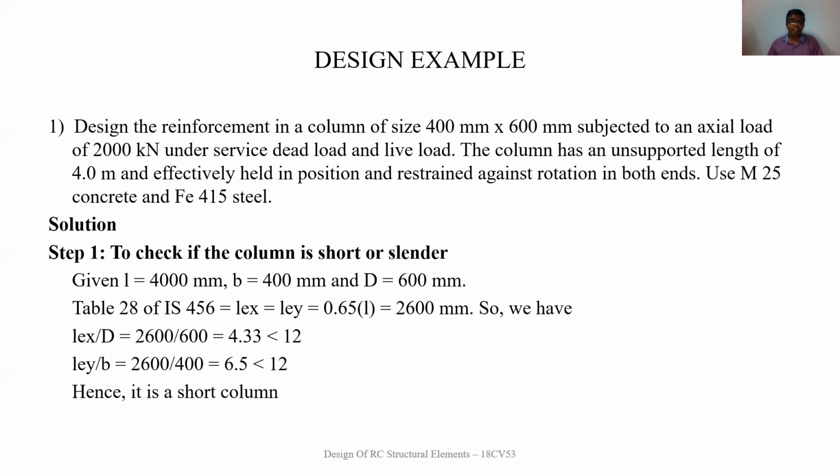Hence, we can find out whether the column is short or long or slender by calculating L effective X by D and L effective Y by B. In this particular problem, both L effective X by D and L effective Y by B are less than 12. Hence, the column is a short column.